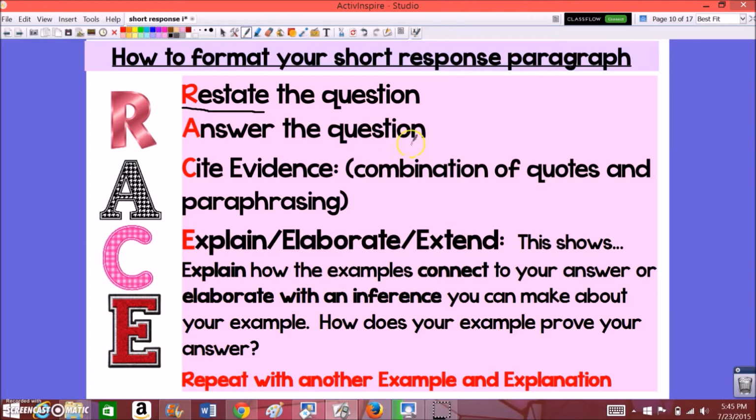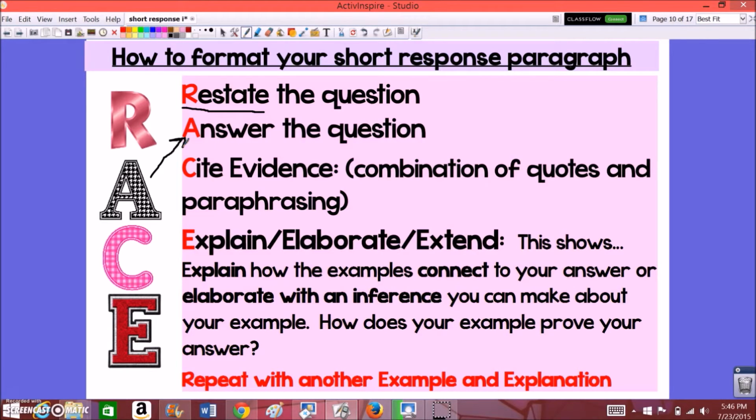Now I can finish that sentence with the next part of RACE, which is the A, answer the question. I can also have my restatement be its own sentence, and then the second sentence could answer it. It really depends on the type of question I'm answering. This one's really easy to combine the R and A together. Who is my favorite character? My favorite character is Harry Potter.